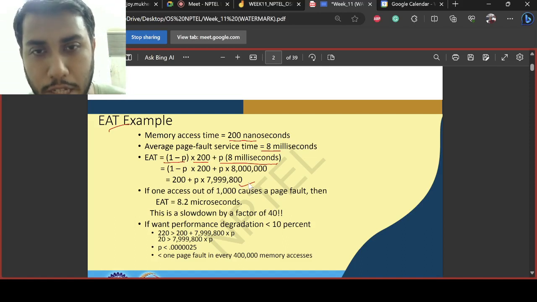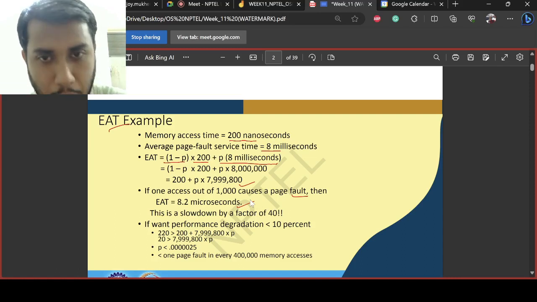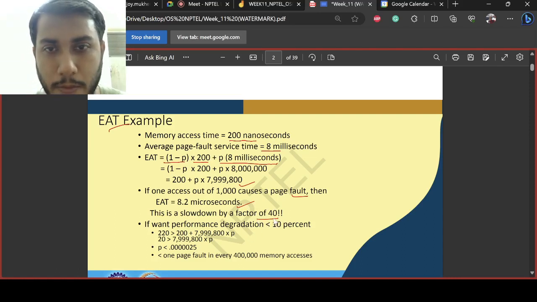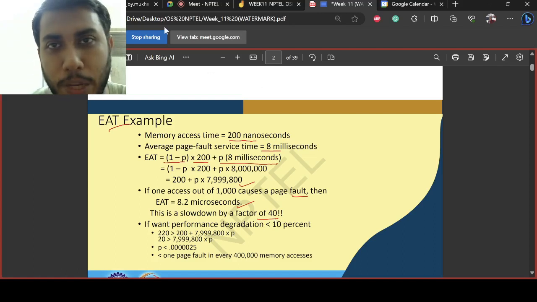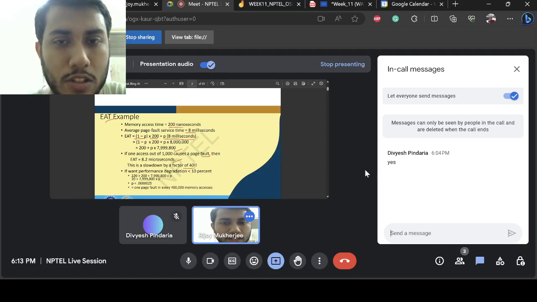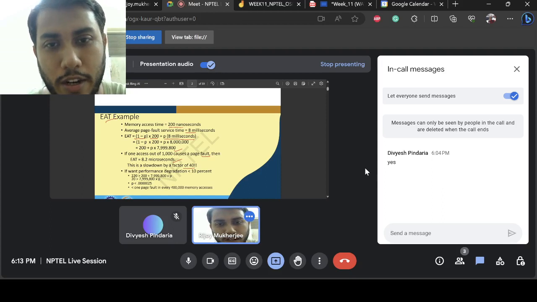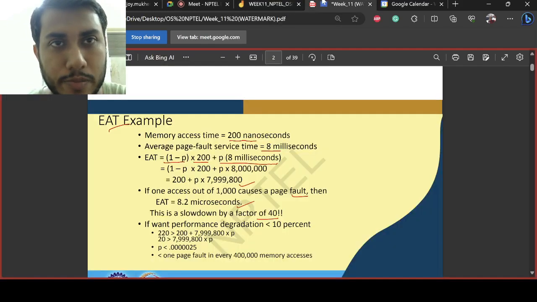If one access out of 1000 causes a page fault, then EAT is 8.2 microseconds, right? So the slowdown is by a factor of 40. So this is a typical example with numerical values. You can expect some questions regarding this in any exam you sit for, any competitive exam, or in your college, or even in the NPTEL exam. You can expect questions like this on effective access time and so on.